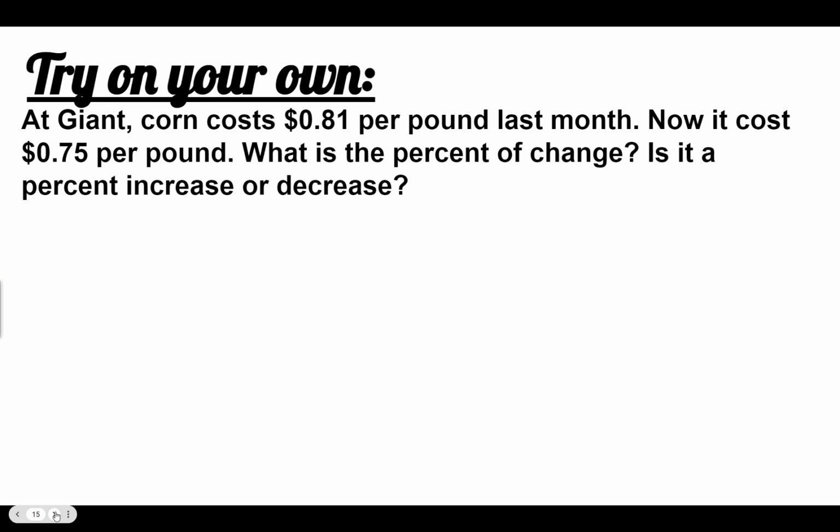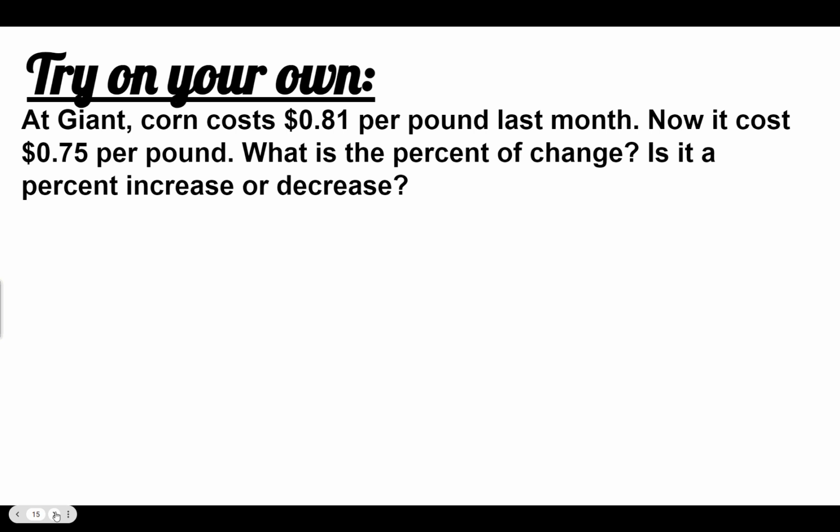All right, you guys are going to try this on your own. At Giant, corn cost 81 cents per pound last month. Now it costs 75 cents per pound. What is the percentage change? And is it an increase or a decrease? Well, last month happened first, and it was 81. And now, which is the second thing that happened, it's 75. So 81 cents to 75 cents, that's going down. This is a percent decrease, which means my answer is going to come out to be negative.